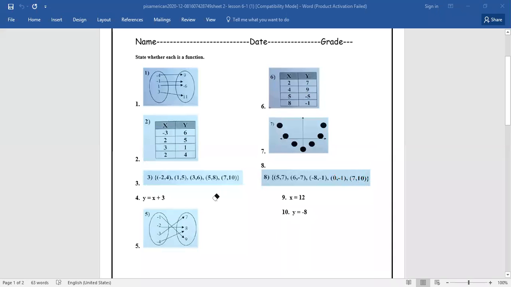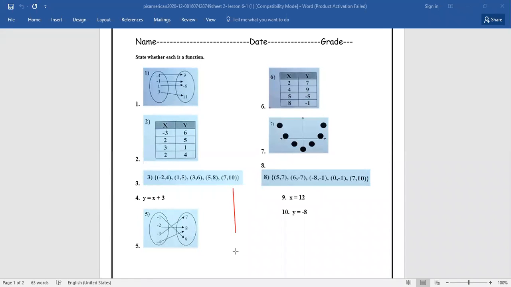Next question, y equals x plus 3. Will this one be a function or not? Yes, it will be a function, and it will be a linear function. The exponent above x is 1, so it's a line.